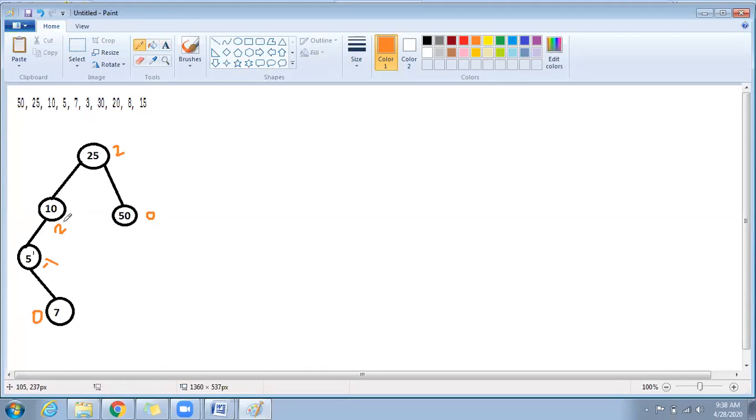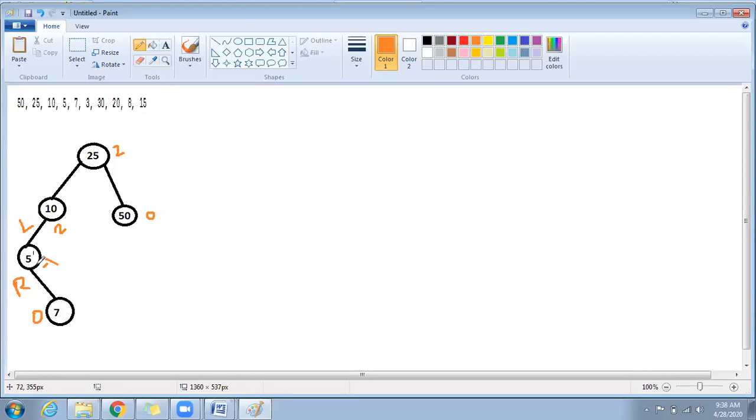So which node is violating? From bottom up I'm checking. So this node, 10, is violating. What I have to do? I have to see from that down. What is that? This is left. This is right. Correct. That is LR.